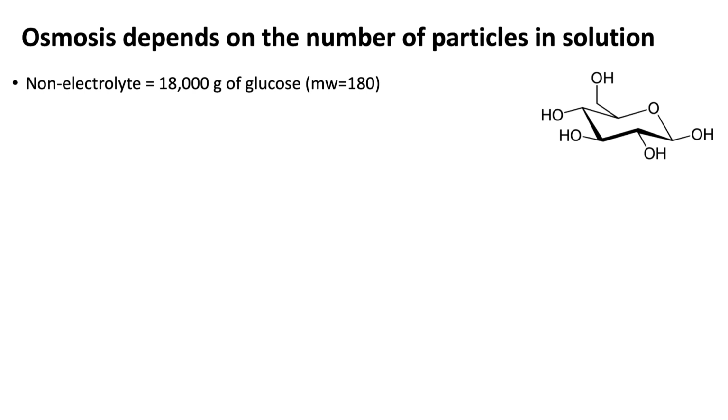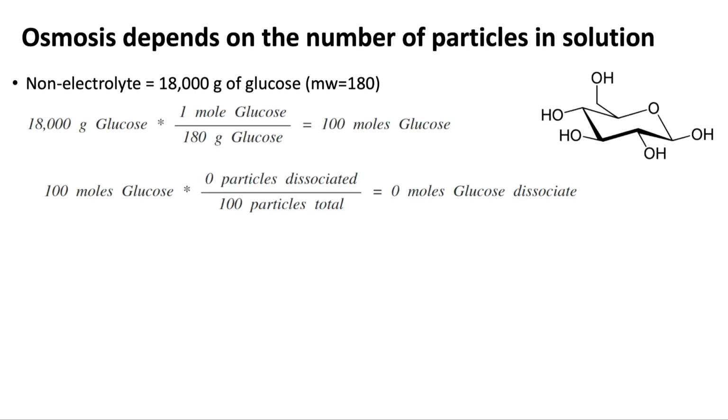Okay, so getting back to this specific example, how many particles do I have if I start with 18,000 grams of glucose? Well, let's convert grams of glucose into moles of glucose. We do that by dividing by the formula weight, because we know that for every 1 mole of glucose, it is equivalent to the molecular weight in grams. Remember, it's moles to grams or millimoles to milligrams, but in this case, we're in grams and moles.